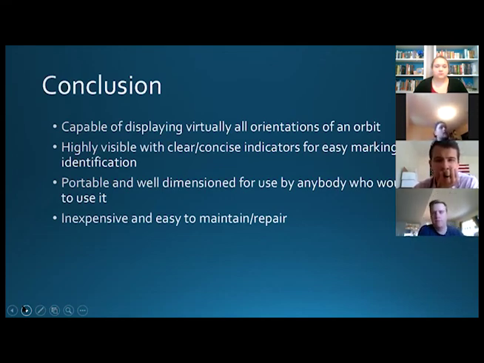The sizing of the final device was well thought through. It means that it's portable and well dimensioned, so that anybody can use it and it can be moved between buildings and classrooms without issue. And finally, the device, without considering the outsourcing due to the COVID-19 pandemic, is inexpensive and easy to maintain and repair. Each of the pieces was relatively inexpensive, and the whole thing together was less than $400.